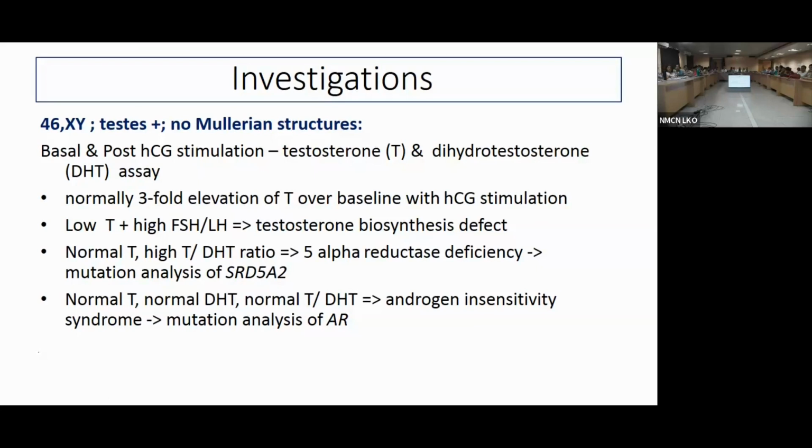Like if you get a clear pathogenic variant, you have a diagnosis there. But as we were discussing in the morning, if you get a variant of uncertain significance and you want corroboration. So suppose you were to get a homozygous variant of uncertain significance in the SRD5A2 gene. How do you confirm that? You can look for corroboration by doing this. You do the testosterone DHT levels, check the ratio, and say that, yes, it is corroborating with what I found. So you could do it that way also.